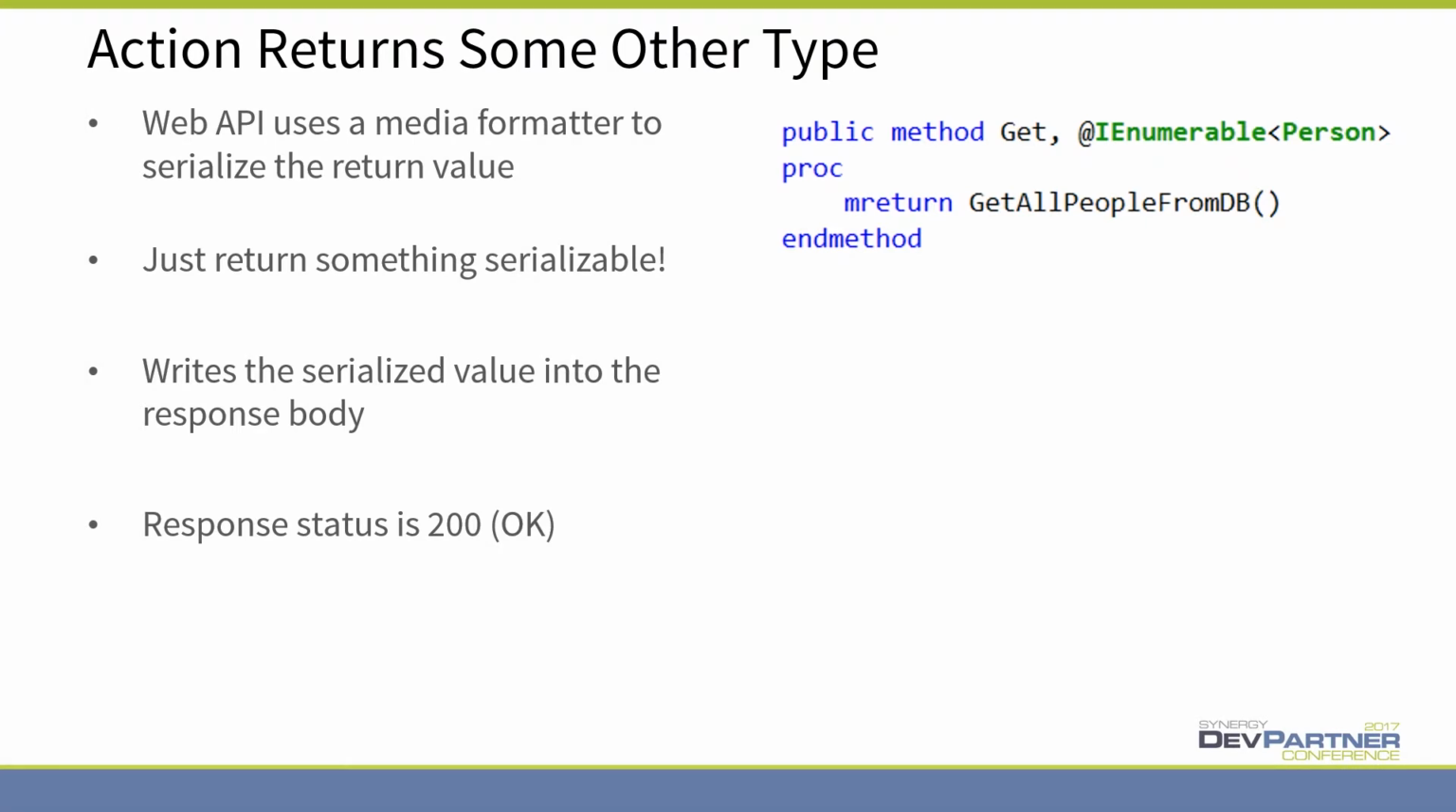If actions return some other type, which most of ours do so far, for example, IEnumerable of person, then Web API uses something called a media formatter. So it has built-in formatters that understand, again, based on the content types and accept headers and so on, I need to turn this IEnumerable of person into JSON, therefore I'll use the JSON serializer or the XML serializer or whatever. So as long as your method returns something that is serializable, then it will just step in and do what you need to do, and the response code will be 200 OK.